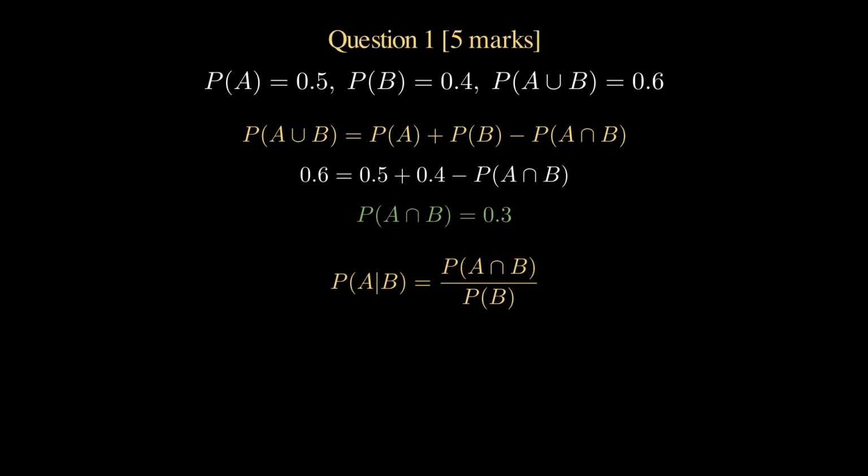Now using the conditional probability formula. Therefore, P of A given B equals 0.3 over 0.4, which is 0.75 or 3/4.